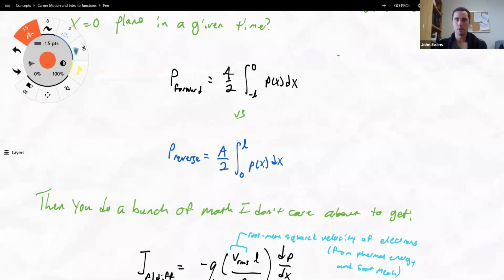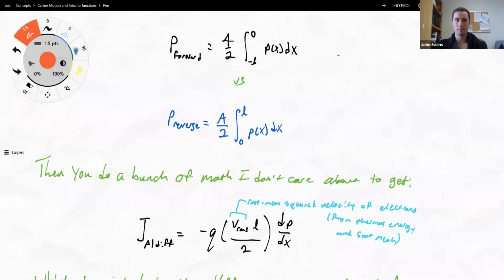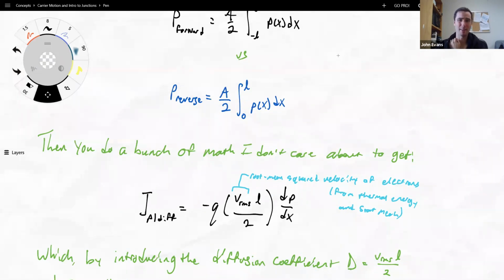Then we're going to do the same thing for the reverse to get a similar equation. So you're going to do area over 2, and this time we're going to go from 0 to positive L, but we're, again, just integrating that equation. And then you do like a ton of math.